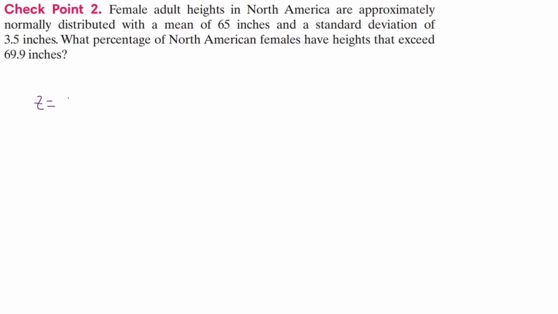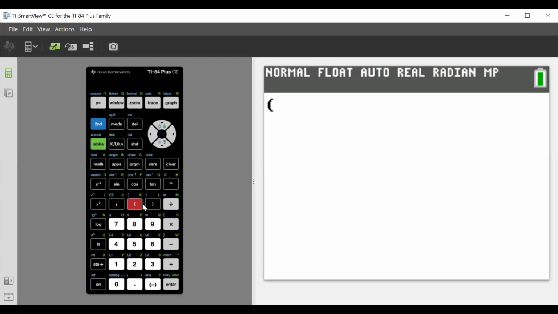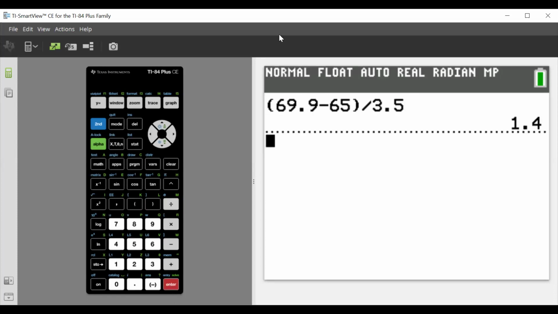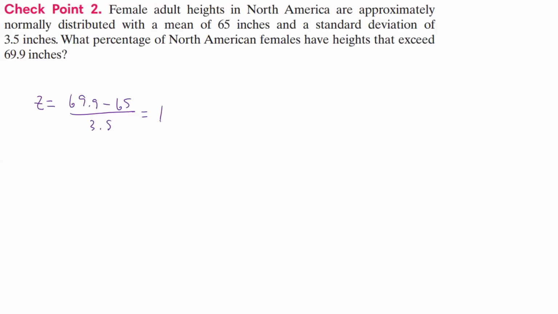So z is equal to 69.9 minus my average, which is 65, the mean, divided by the standard deviation of 3.5. If I plug that into my calculator, I'm going to put parentheses: 69.9 minus 65, divided by 3.5, and we get 1.4. All right, so my z-score is 1.4.